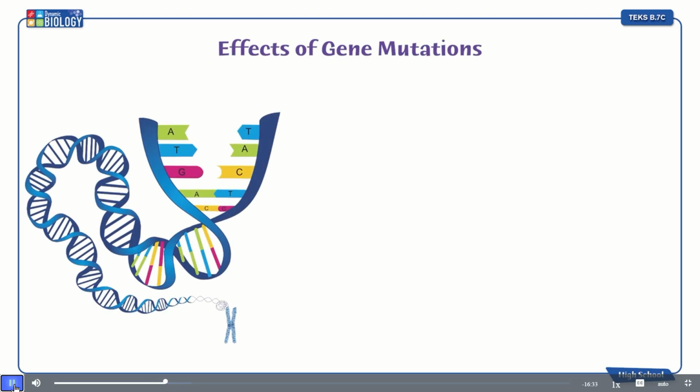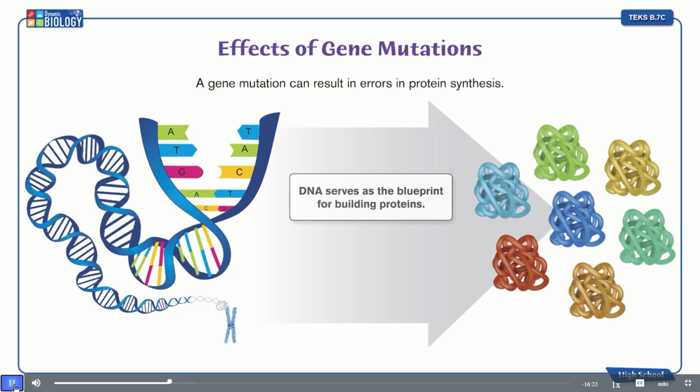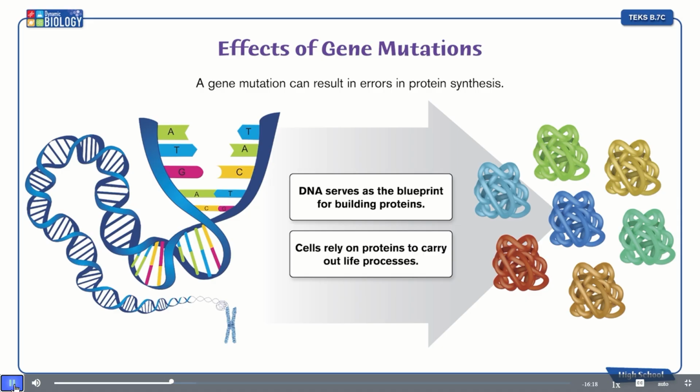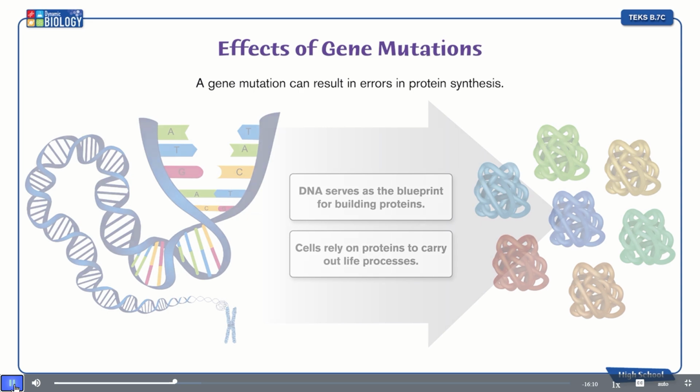How do mutations impact the cell? A gene mutation can result in errors in protein synthesis. Remember that DNA serves as the blueprint for building proteins. Cells rely on proteins to carry out life processes. So, how does the mutation of an individual gene impact a protein?